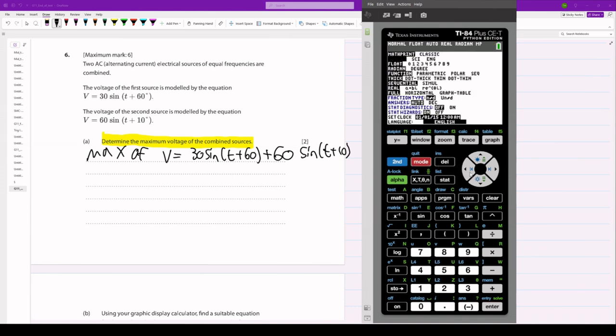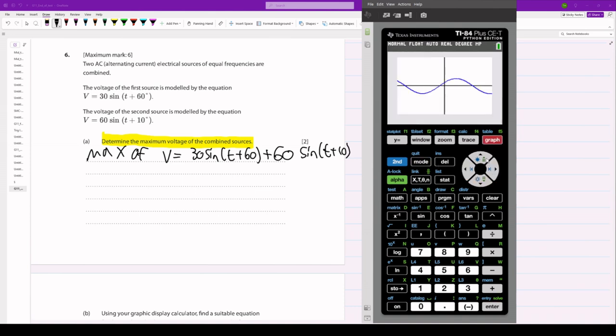So let's change the mode to degrees, and graph it again. Much better. See, this is now nice. We like this. The maximum is the top bit, the highest bit.